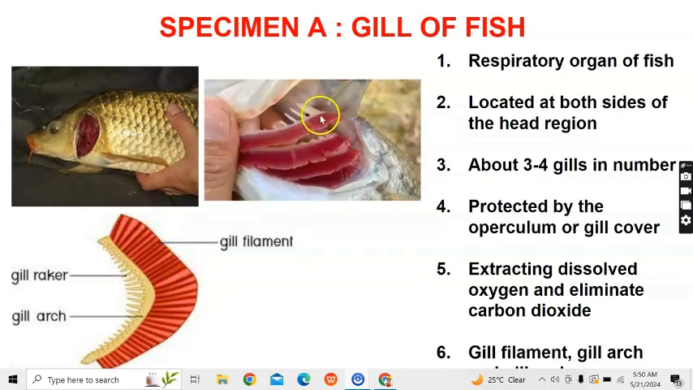Look at it, a typical example in this real fish. Alright, look at the gill raker, look at the gill arc, and then the gill filament. So that is it about our specimen A, and I hope it's well understood. Now let's move to the next specimen.